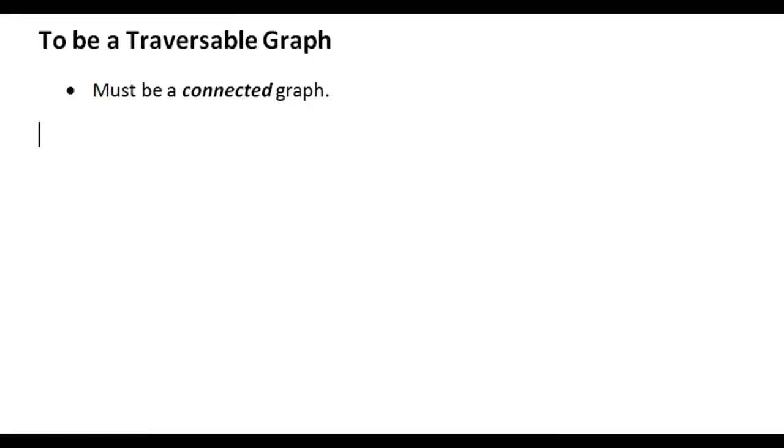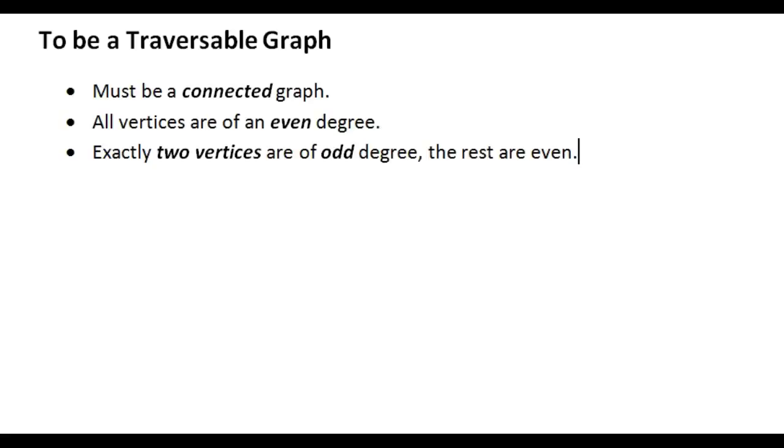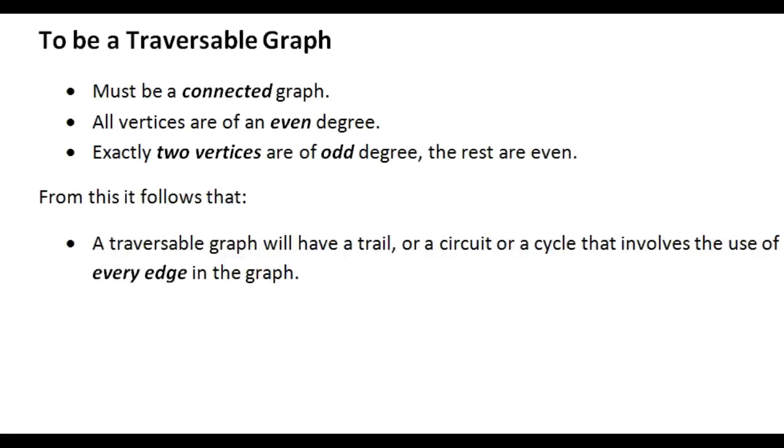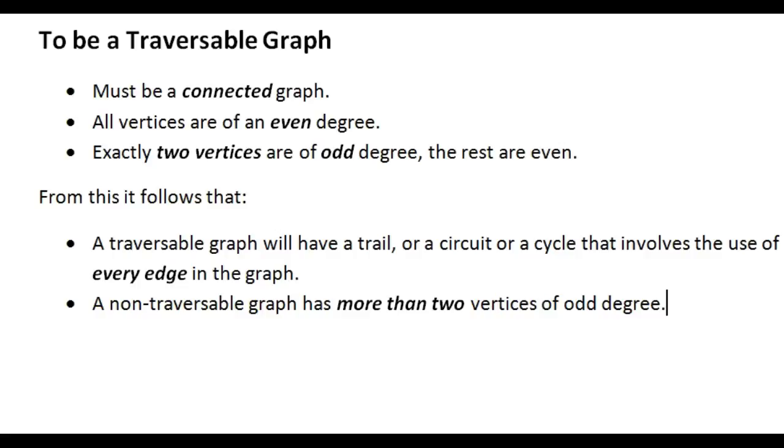So to be a traversable graph, first it must be a connected graph. All the vertices must be of an even degree, or exactly 2 vertices are of odd degree and the rest are even. From this it follows that a traversable graph will have a trail, or a circuit, or a cycle that involves the use of every edge in the graph. A non-traversable graph has more than 2 vertices of odd degree.